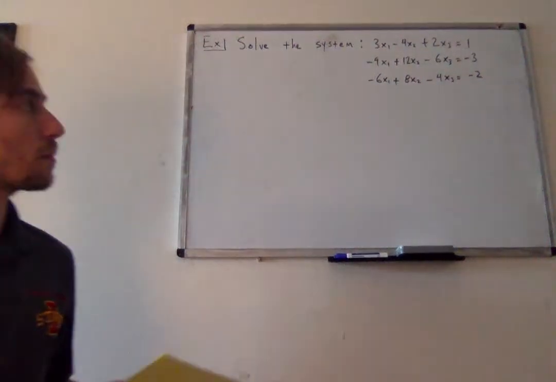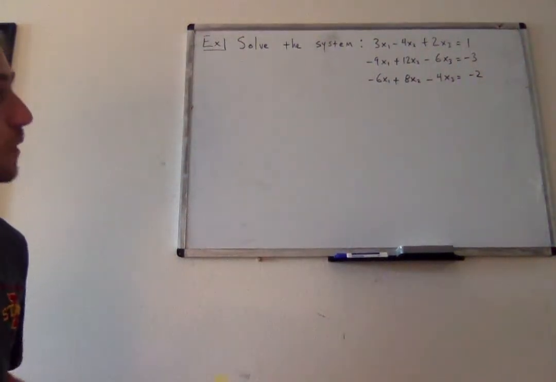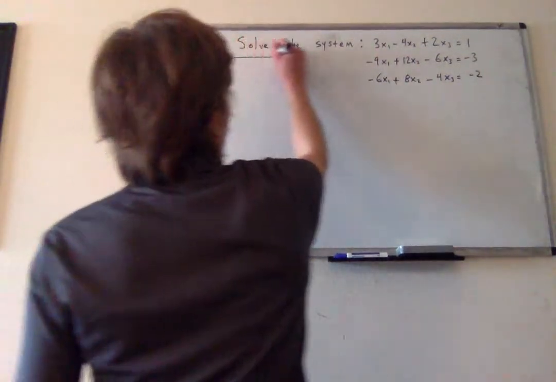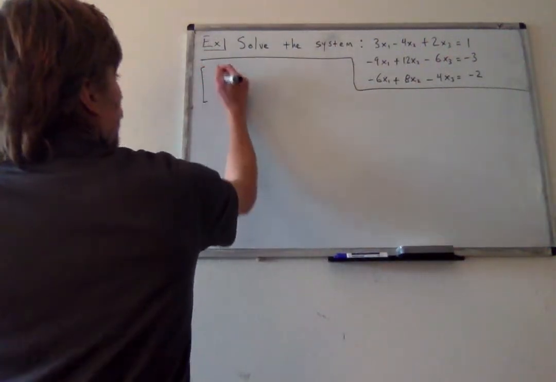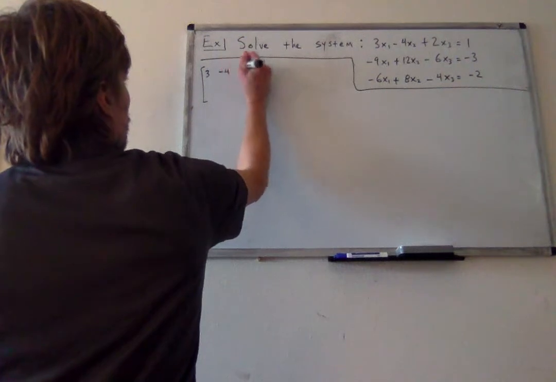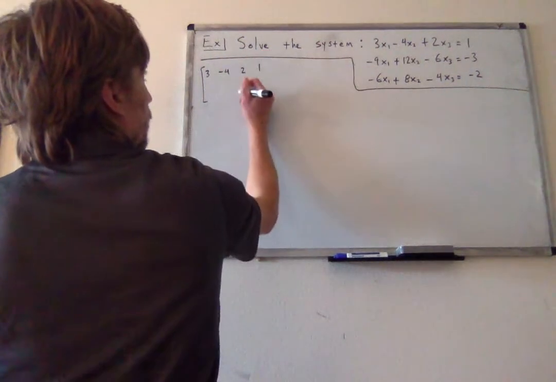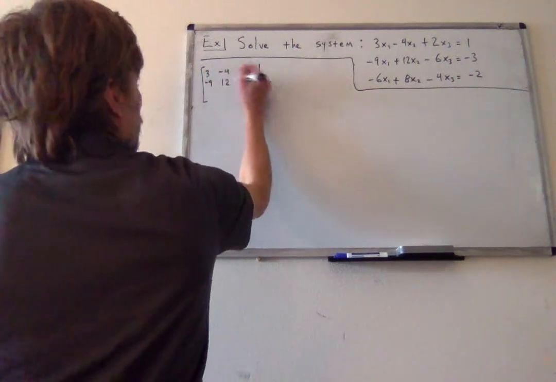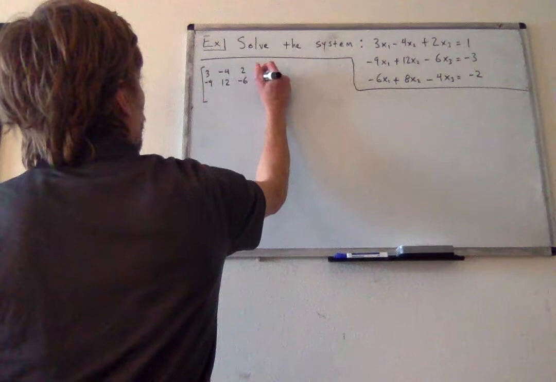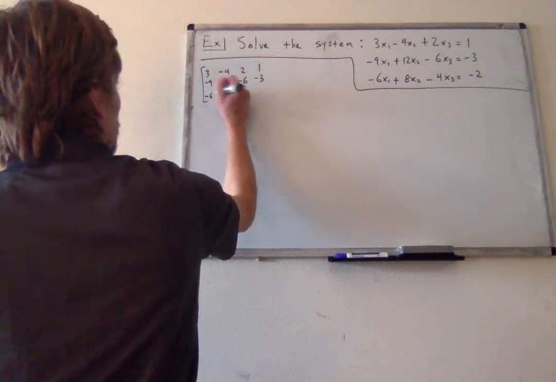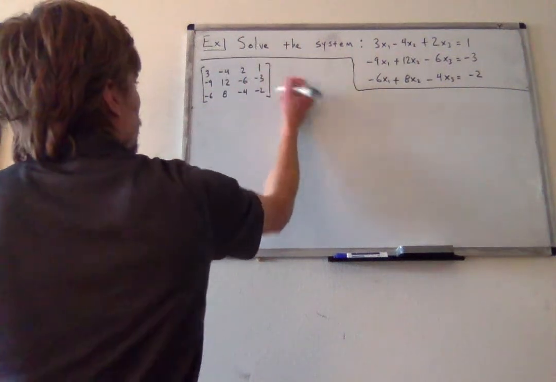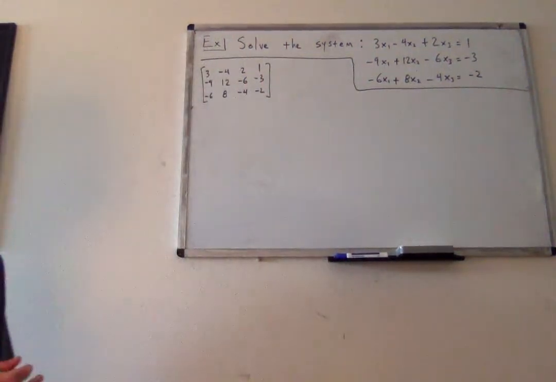All right. So we've got 3x1 plus minus 4x2 plus 2x3 equals 1, negative 9x1 plus 12x2 minus 6x3 equals negative 3, and negative 6x1 plus 8x2 minus 4x3 is equal to negative 2. And so, as is somewhat standard with these problems, the first thing we want to do is set up the augmented matrix. And now we're just going to row reduce.